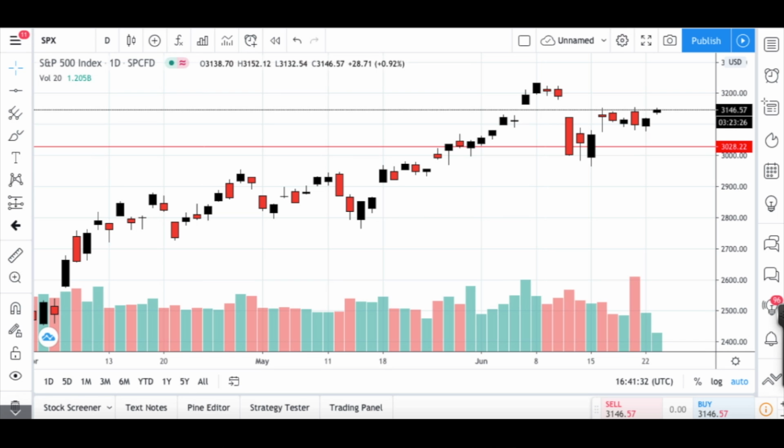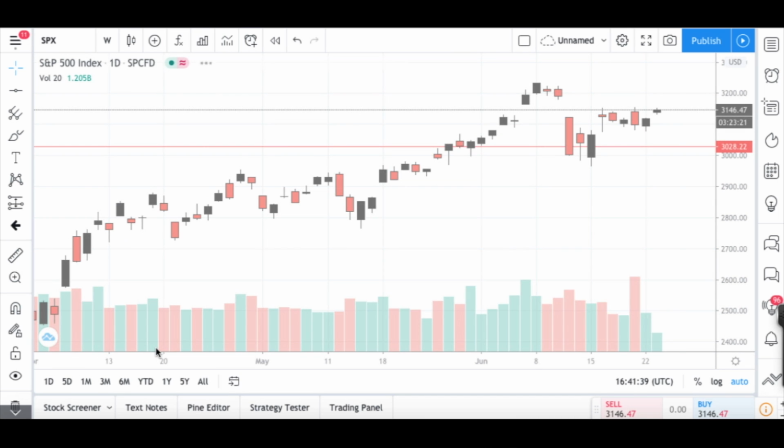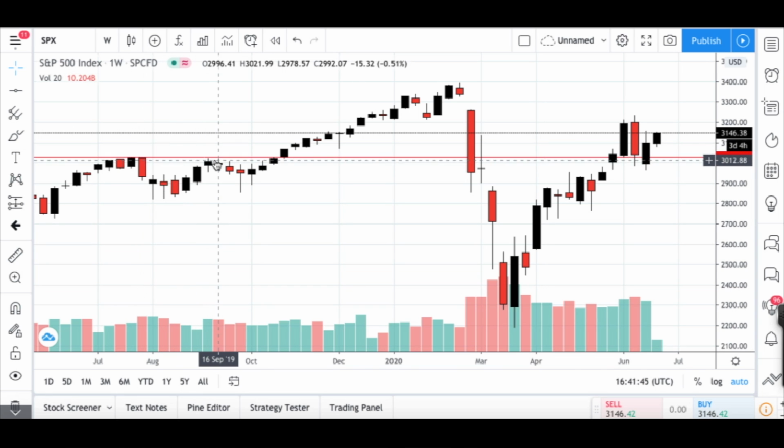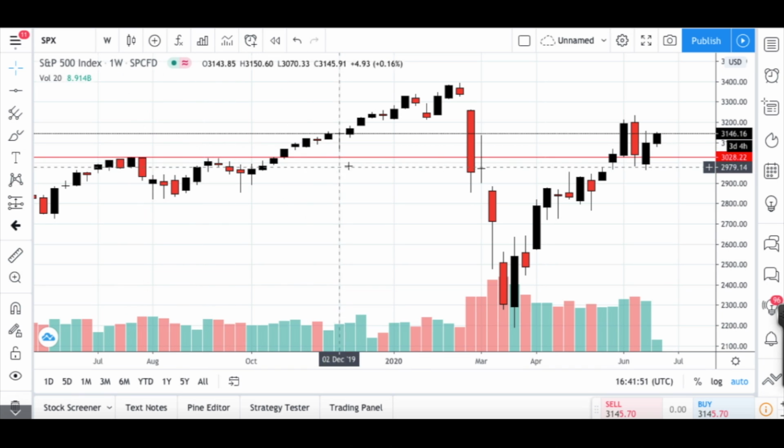S&P 500 over there, same exact scenario from before. I would look at the weekly charts to see what happened before. The market was at this area. We can see that this was a very significant area, so we marked this line here. This was an area where the market stalled many times before.